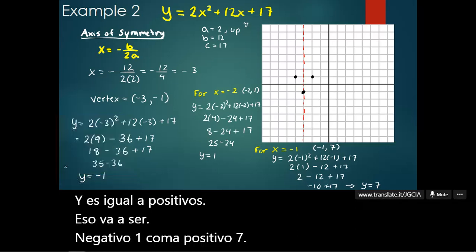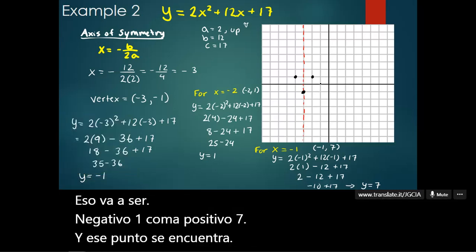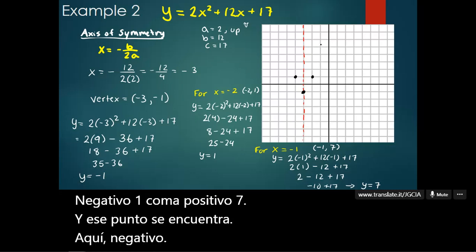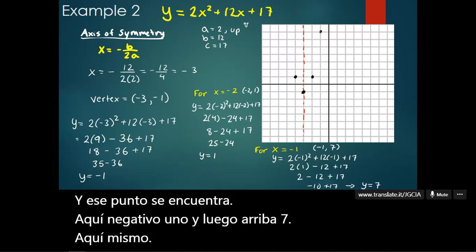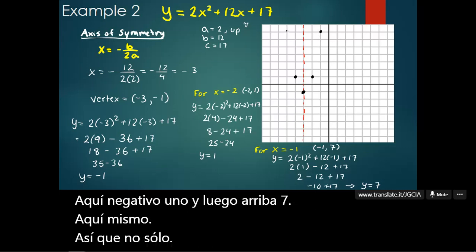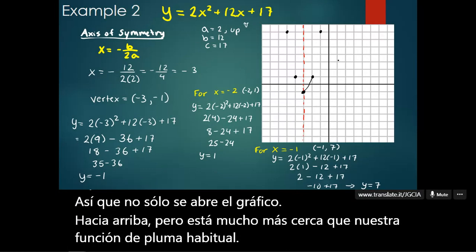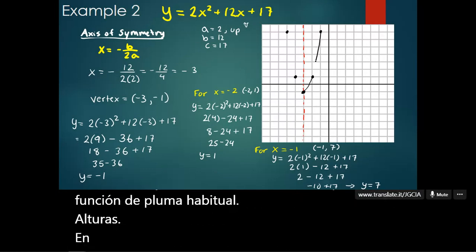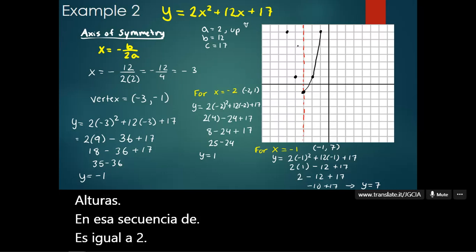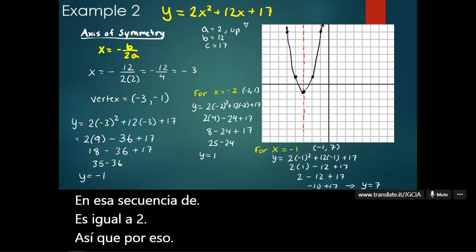And that point is located here, -1, and then up 7, right here. So not only does the graph open upwards, but it's a lot narrower than our usual parent function. Right? And that's because of a equals 2. So that's how this parabola looks like.